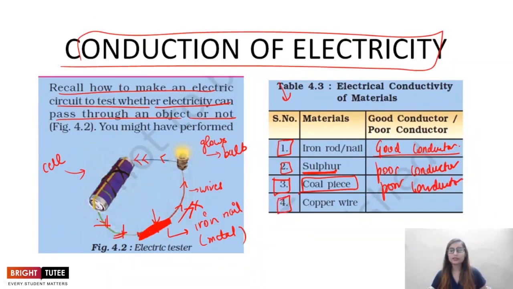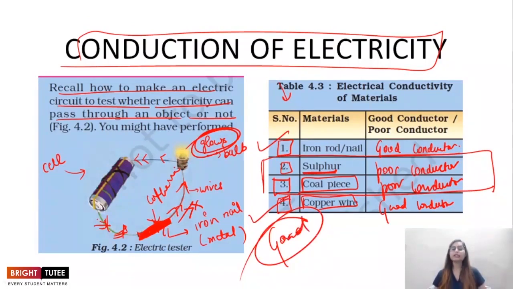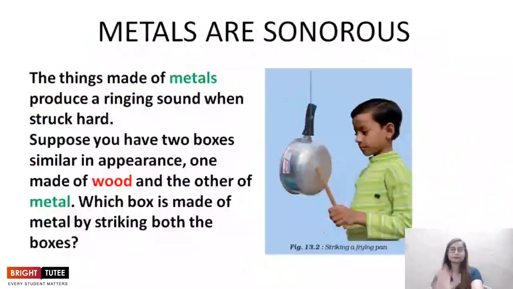While the fourth case is when you take a copper wire. Now imagine this to be a copper wire. As copper wire is conducting in nature, the current will pass through the copper wire to the bulb and the bulb will glow. So copper wire is a good conductor. So this tells us that non-metals are poor conductors while metals are good conductors, right? Because they let the electricity pass through them. So metals are basically conductors of electricity, right?